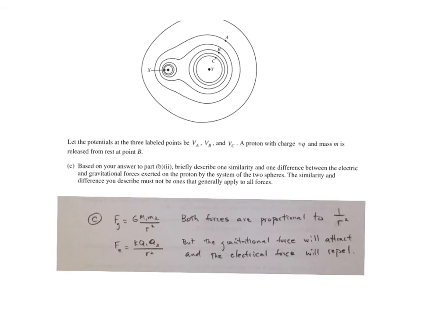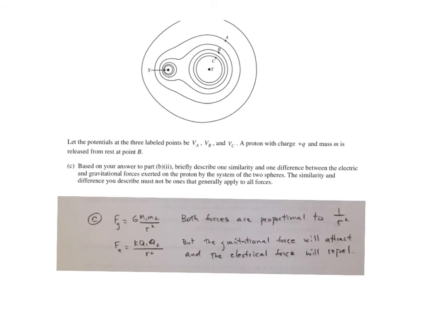And in this case, you can see, or we know, that both forces are proportional to 1 over r squared. The other way you could have said that, you could have said the forces are inversely proportional to r squared. You could have said it that way, but this means the same thing. So that's how they're similar.